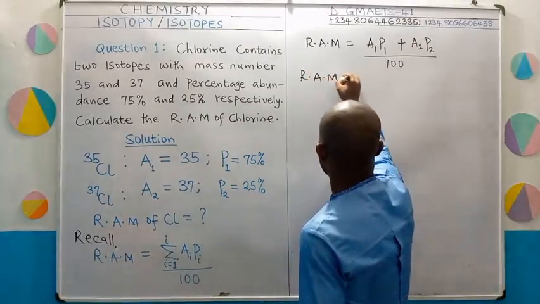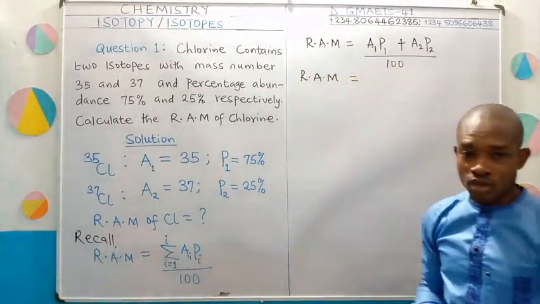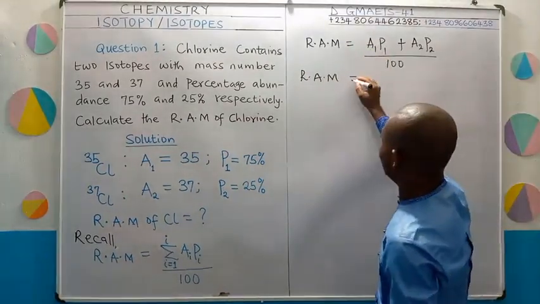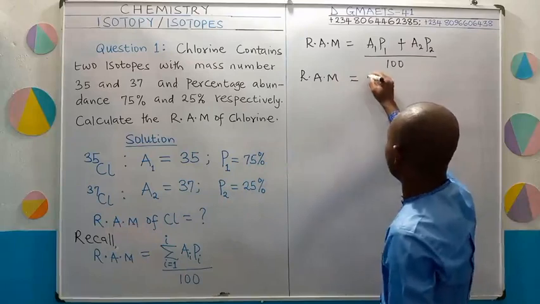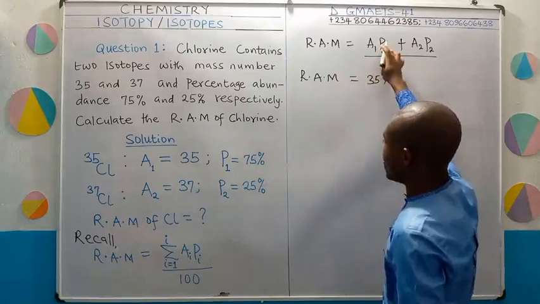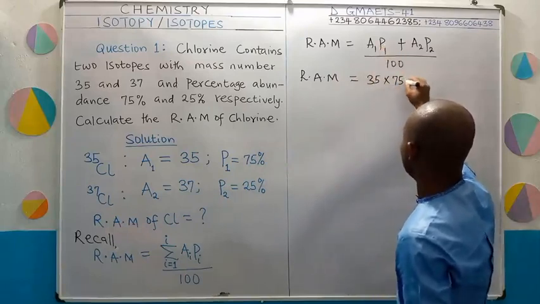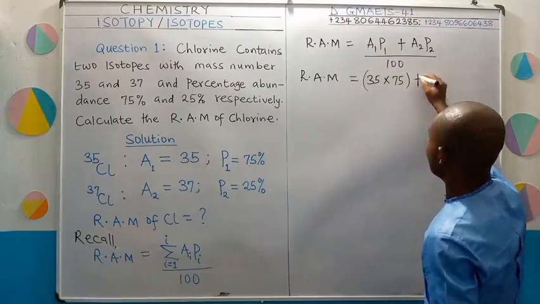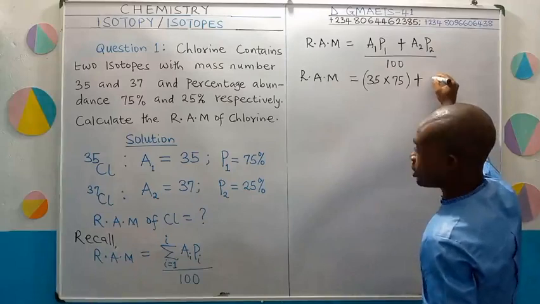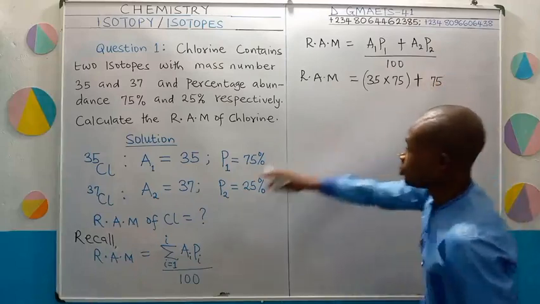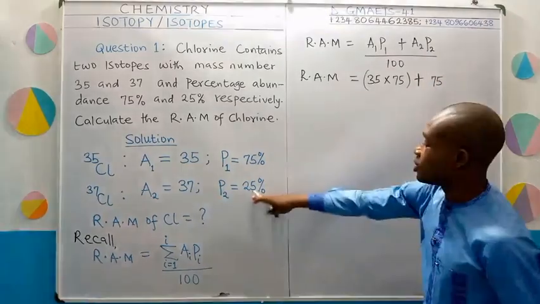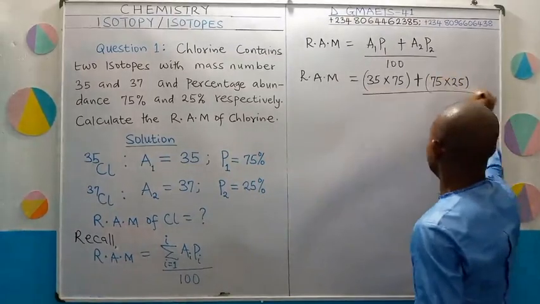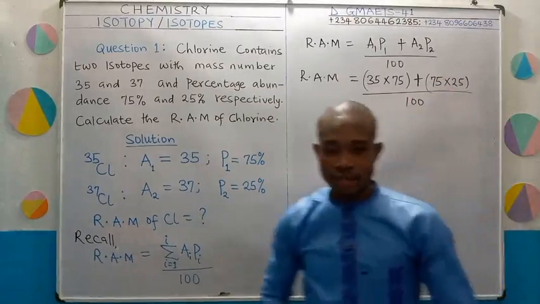The RAM of chlorine will now be equal to, let us now substitute. What's the value of A1? The mass number of the first isotope, which is 35, multiplied by its percentage abundance, which is 75. I will add this to the mass number of the second isotope, A2, which is 75, and multiply it by its percentage abundance, 25. Then all of this is to be divided by 100.